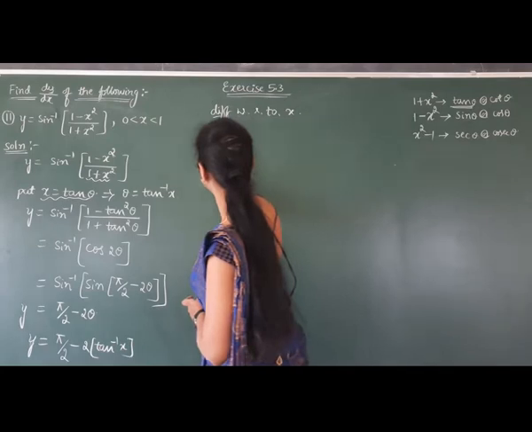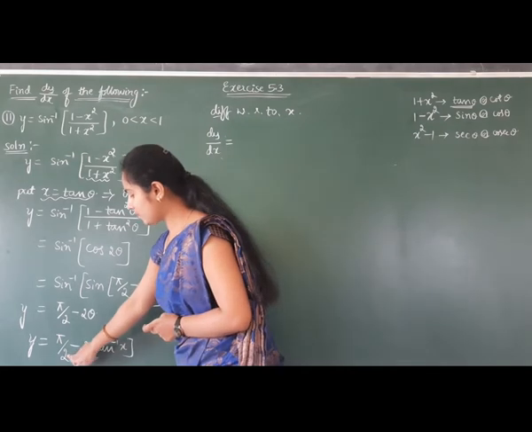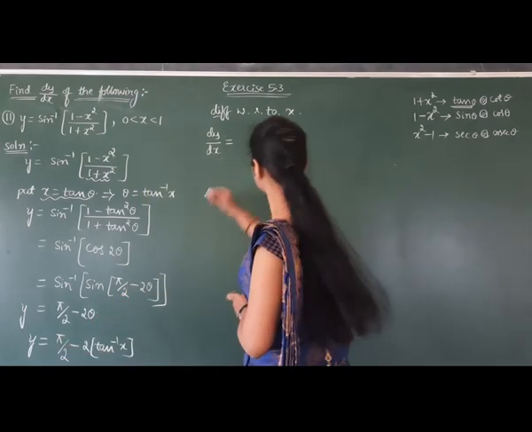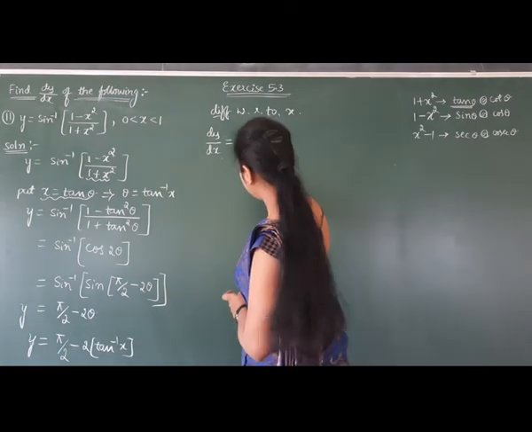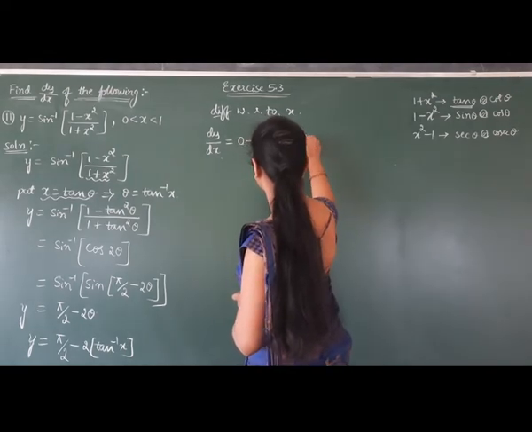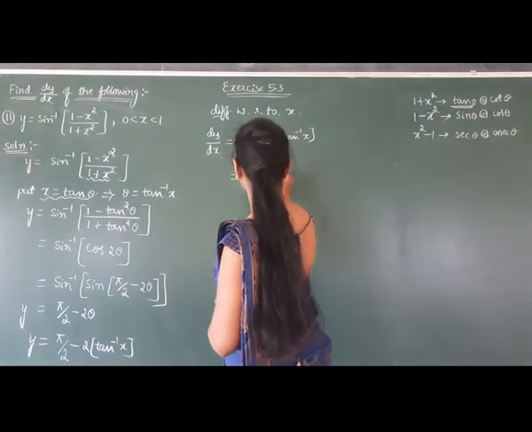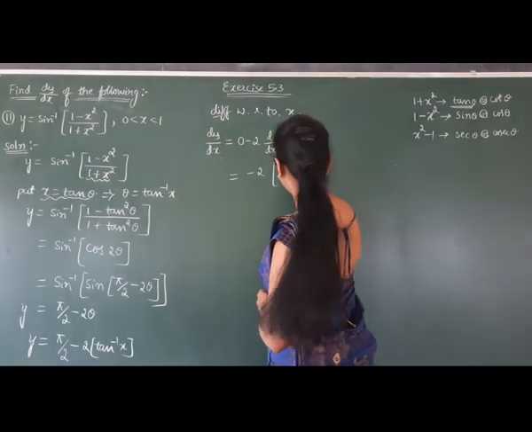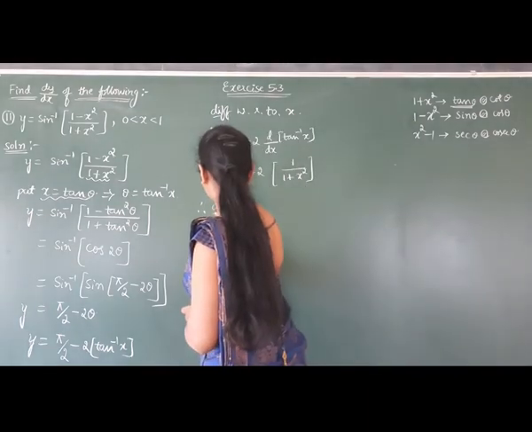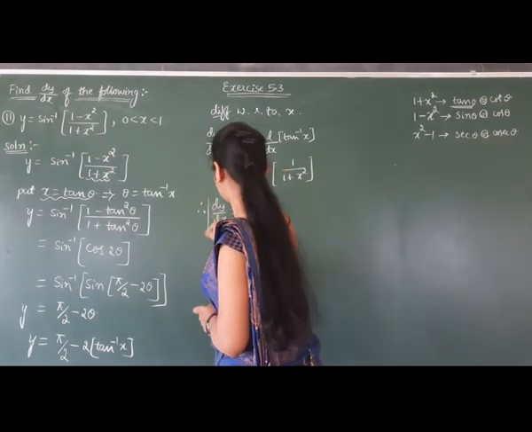Then we have dy by dx is equal to derivative of constant pi by 2, which is 0, since pi by 2 is a constant, minus 2 into derivative of tan inverse x. The derivative of tan inverse x is 1 divided by 1 plus x square. Therefore, the derivative of the given function is minus 2 divided by 1 plus x square.